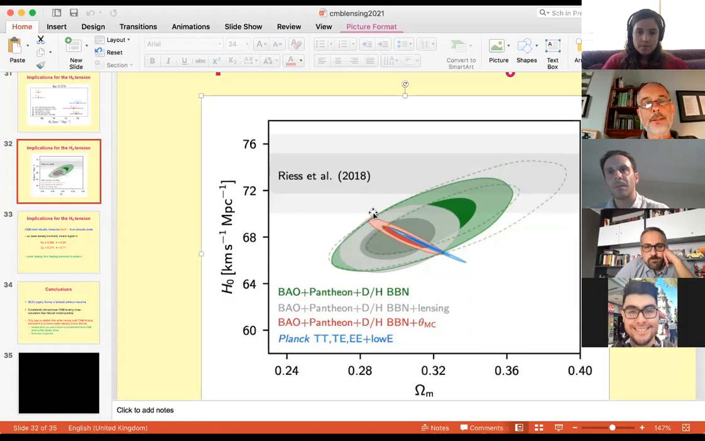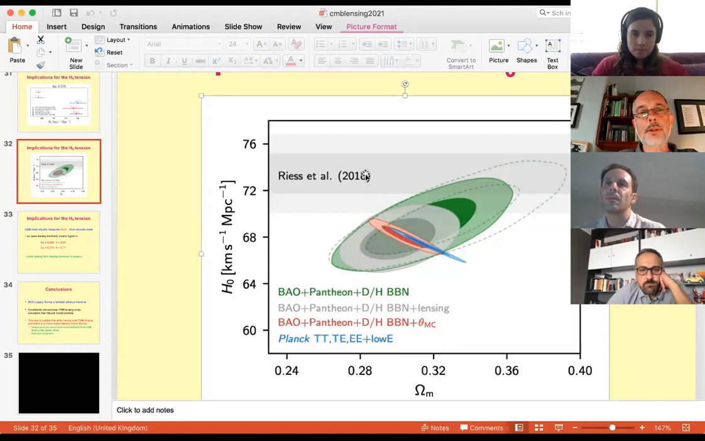But I think, for me, thinking about how difficult the direct distance ladder is, getting from 73 to 70 or 69, I wouldn't be surprised if that's how it worked out. So the truth should lie somewhere in between, in the end.